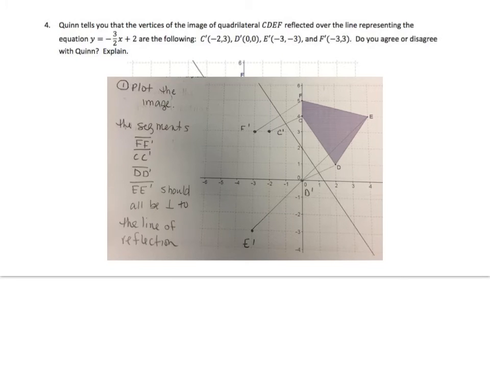Okay, number 4. Quinn tells you that the vertices of the image of the quadrilateral CDEF reflected over the line representing the equation, so this line right here is y equals -3/2 x plus 2, are the following. So here's the vertices of the image. Do you agree or disagree with Quinn? Explain. Well, I went ahead and plotted all of these points.